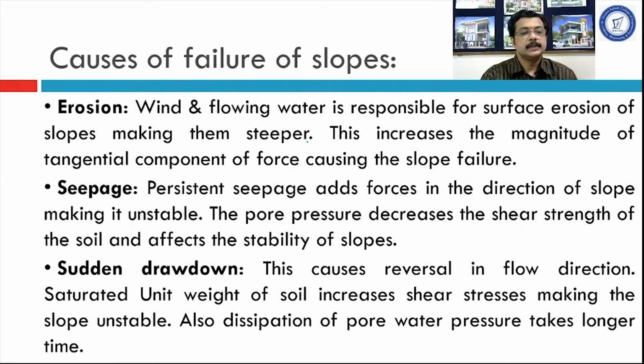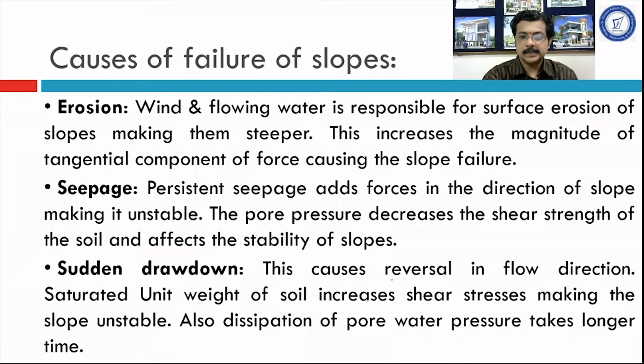Okay, the next point is sudden drawdown. What is drawdown? Drawdown means if canal is flowing fully and suddenly the gate is closed and the water level in the canal has gone down. Okay, so this sudden drawdown is nothing but this process which happens, that there is sudden decrease in the level of water in the canal. So what would be the effect of this? Let us see in this reason.